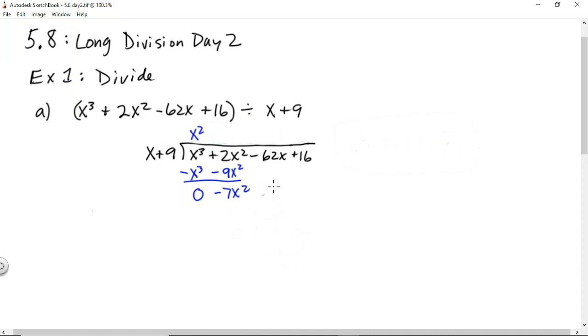So we bring down negative 62x. Now we say, how many times does x go into negative 7x squared? Okay, that's negative 7x. And we can find that by saying, okay, this negative 7x squared right here divided by our x, okay? And that's negative 7x.